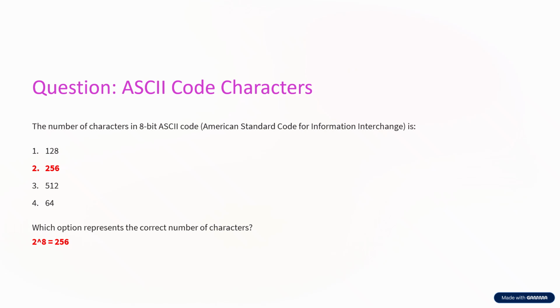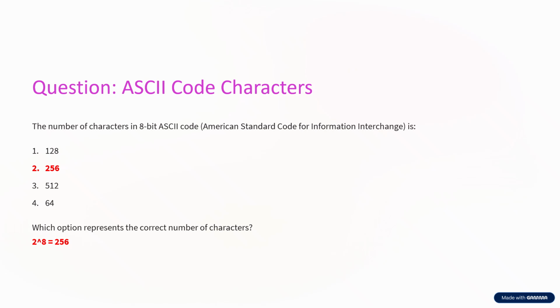Next question is an ASCII code character related question. ASCII means American Standard Code for Information Interchange. ASCII is a character encoding standard that uses 7-bit or 8-bit codes to represent text and other characters. Usually it defines 128 characters, that means 2 to the power of 7, which is equal to 128 characters, including letters, numbers, punctuation and control codes.